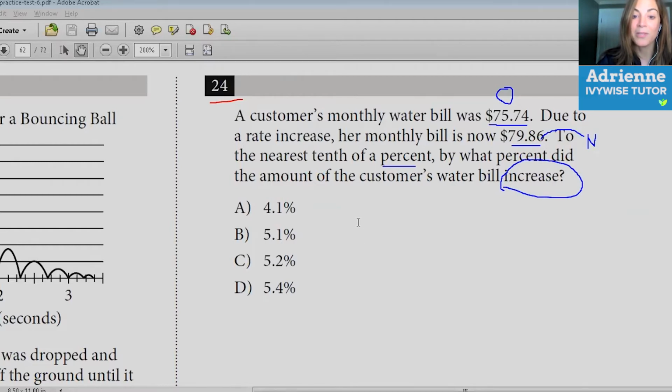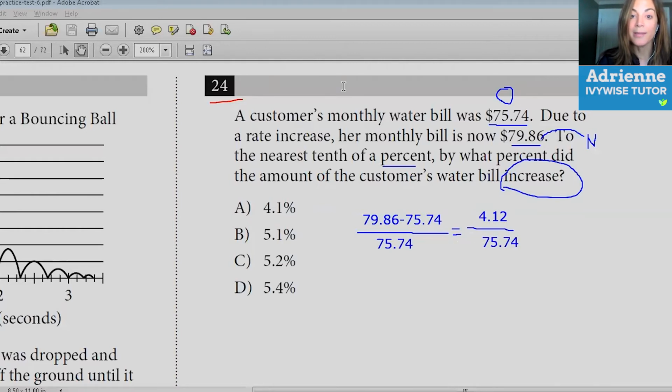So let's put our numbers into that formula right now. We're going to take our new of $79.86 and we're going to subtract our original of $75.74. Once again, we just want to make sure we're dividing by the original value of $75.74. Using our calculator, which we always want to use because it's more accurate than we are, for the numerator, we're going to get 4.12. And on the denominator, we still have our $75.74.